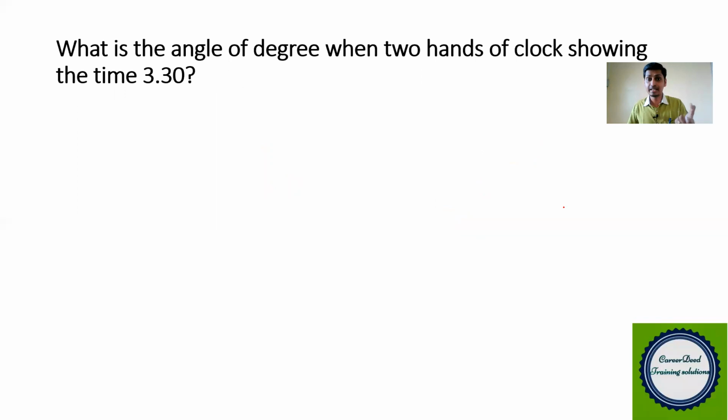What is the angle in degrees when the two hands of a clock show the time 3:30? Right, so it is AM or PM, you don't need to worry. So at 3:30, you have to find the angle between both the needles. See, to find the angle between both the needles in a clock, we have a shortcut. I have already explained the shortcut. So what is it? Theta equals modulus of 11 by 2 degrees into minute hand minus 30 degrees into hour hand.